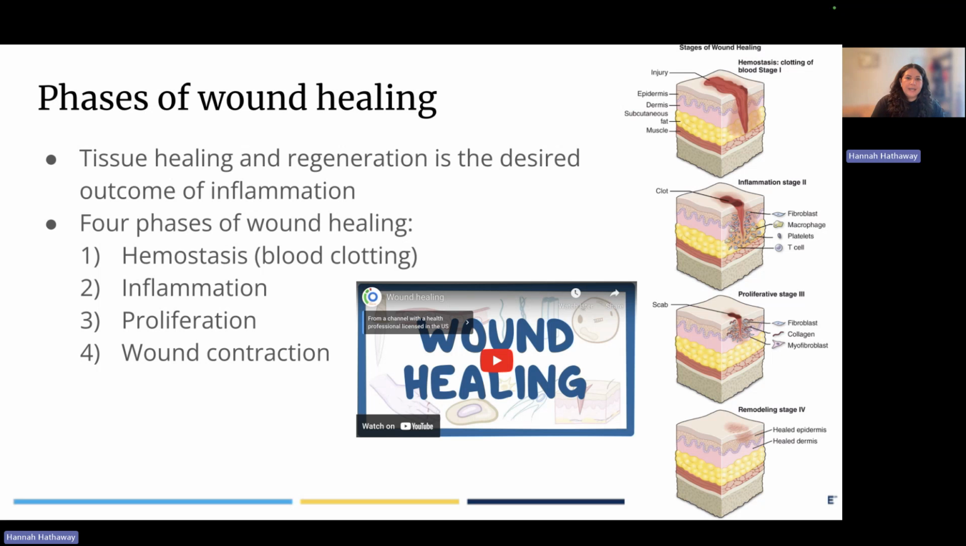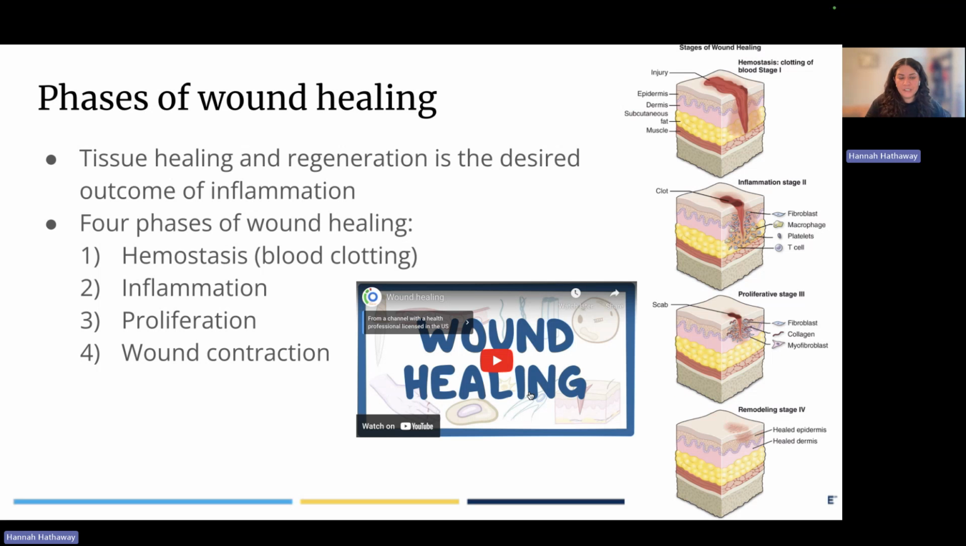And essentially, the desired outcome of wound healing is to completely repair, completely join together the injured tissue. So in a perfectly remodeled wound, you won't even be able to tell that anything happened. There are 4 phases of wound healing.